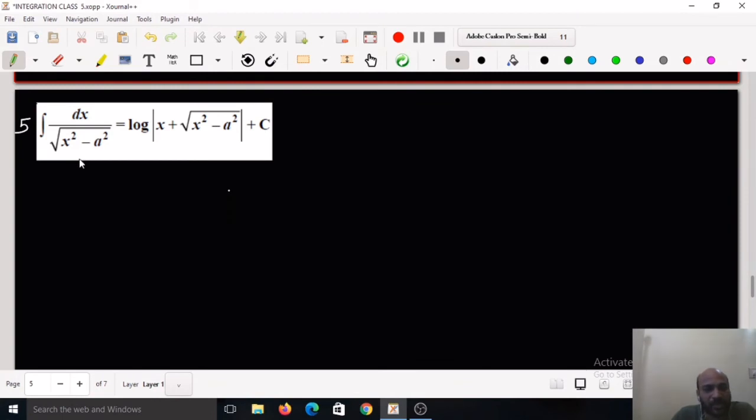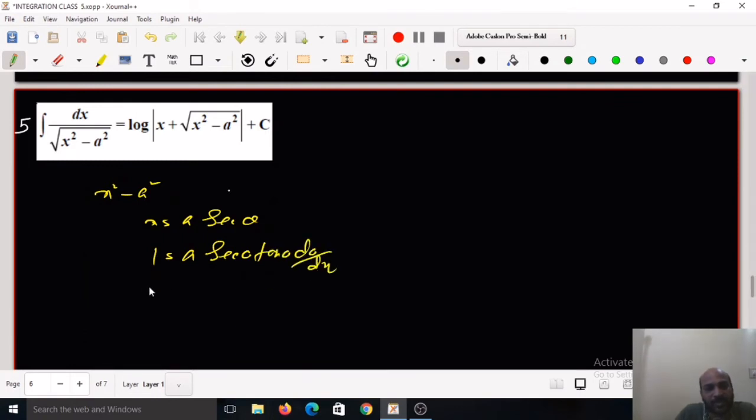dx by root of x square minus a square. If it is x square minus 1, we will give x equal to sec theta. Here it is x square minus a square, so you have to give x equal to a into sec theta. Differentiating both sides with respect to x, what will we get? 1 equal to a into derivative of sec theta, which is sec theta tan theta, d theta by dx. So dx will be a into sec theta tan theta d theta.